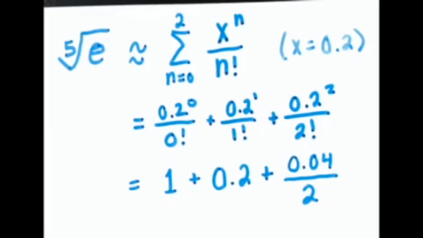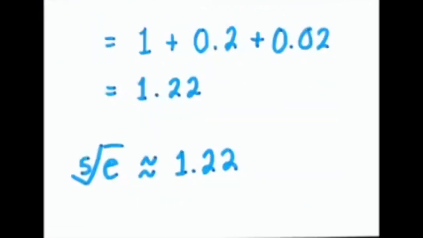And then if we plug in x equals 0.2, we get 0.2 to the 0 over 0 factorial, so that evaluates to 1. Then we have 0.2 over 1 factorial, that evaluates to 0.2. And last, we get 0.2 squared over 2 factorial. So 0.2 squared is 0.04, and 2 factorial is 2. So this gives us 1 plus 0.2 plus 0.02. We get that last term just by dividing 0.04 by 2. And then we can add this up, and it's 1.22. So our estimate is 1.22.